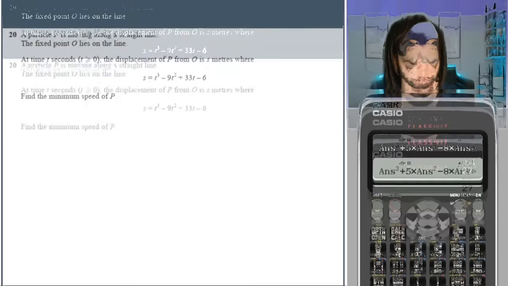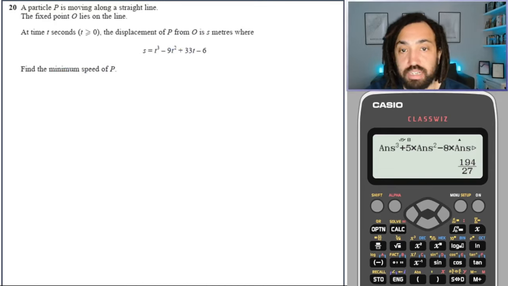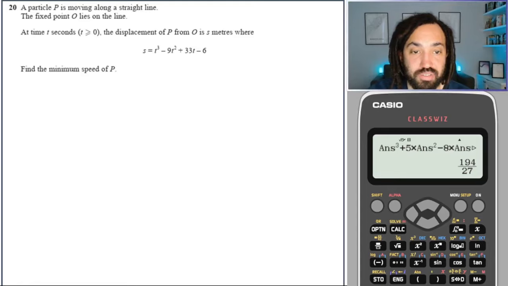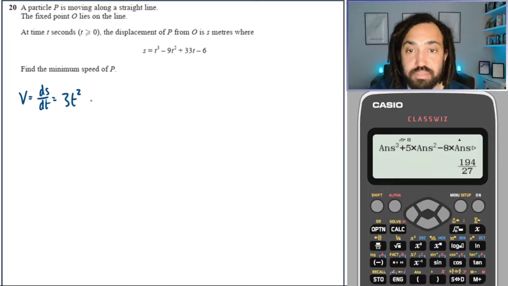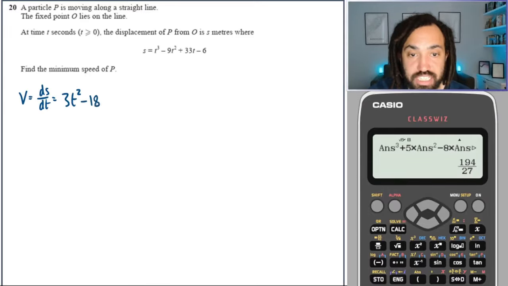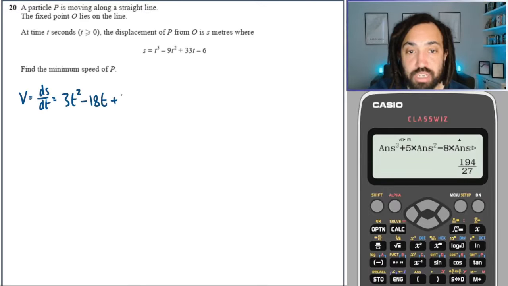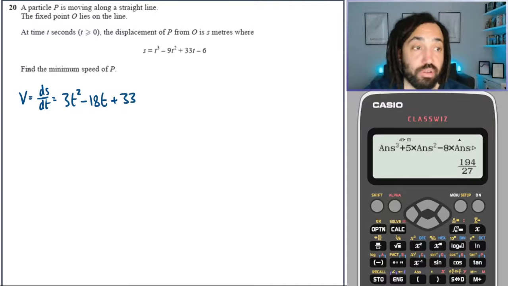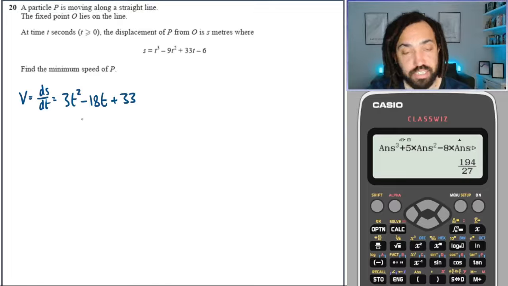Beautiful. Okay, question 20, and once again we've got a displacement formula, so we're going to need to differentiate this. So the velocity is the derivative of the displacement. We're going to get 3t squared, minus 18t, and plus 33. This one's a bit different though. It says find the minimum speed.